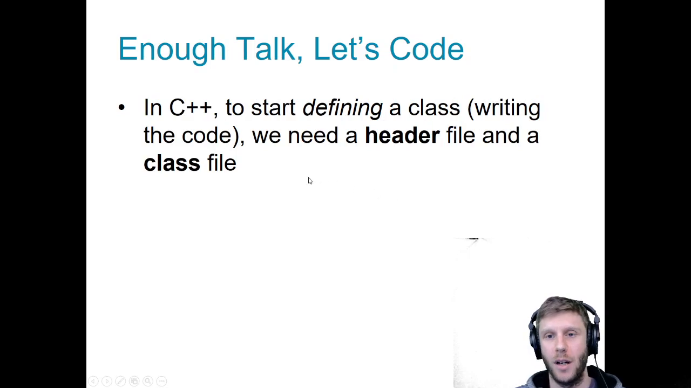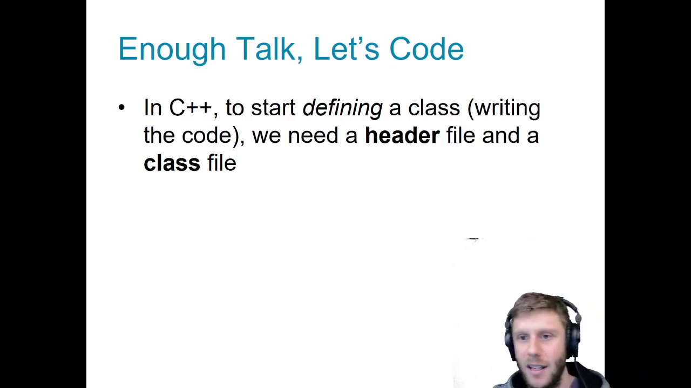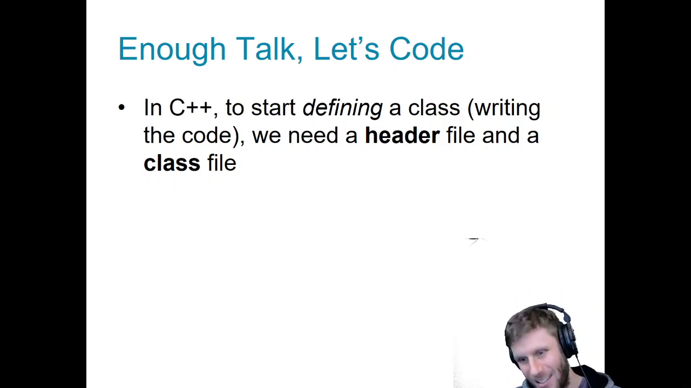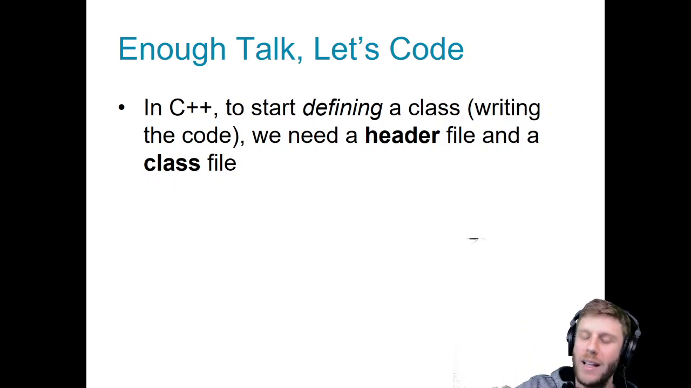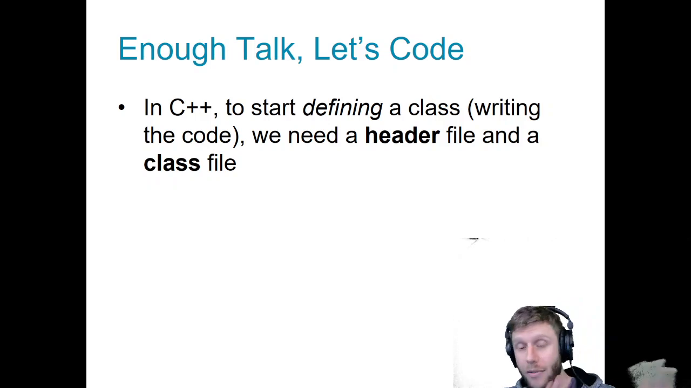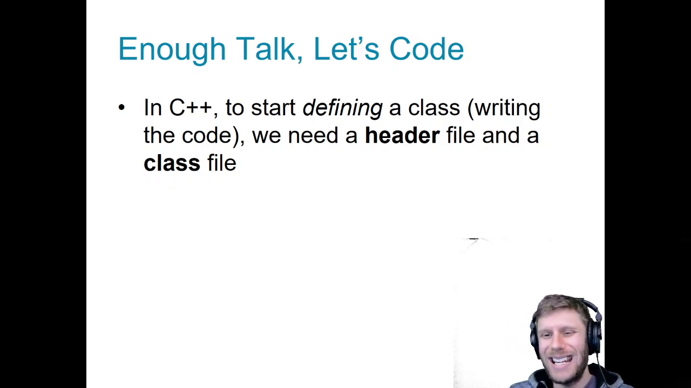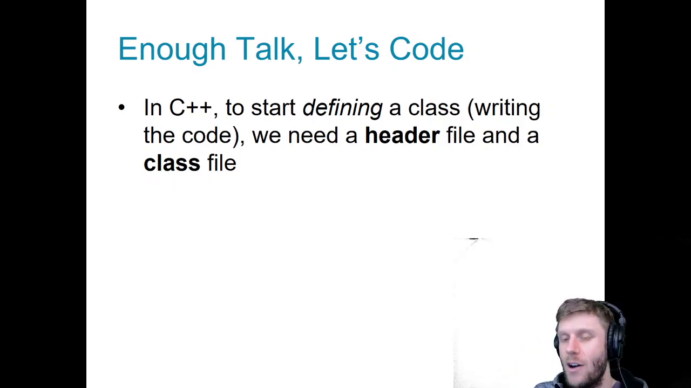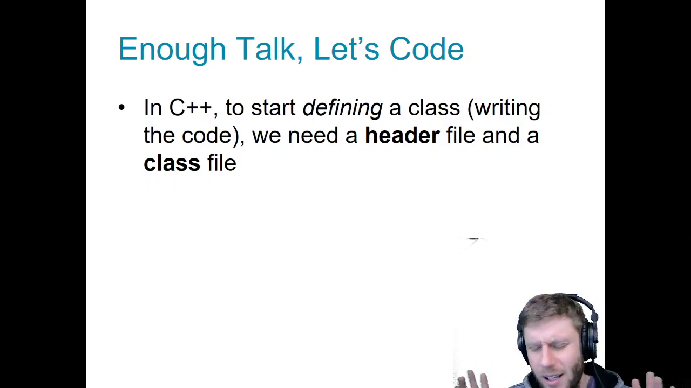So let's write some code. In C++, to start defining a class, we're going to want to write a header file and then a class file. The header file is where you tell C++, okay, here's all the stuff you're going to have, but it's just like declarations and definitions of stuff. In the class file, that's where we're going to actually write the code where the class actually does the stuff. Again, this will be very clear once we show you an example.